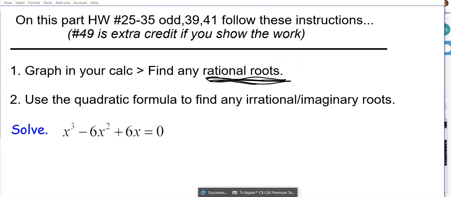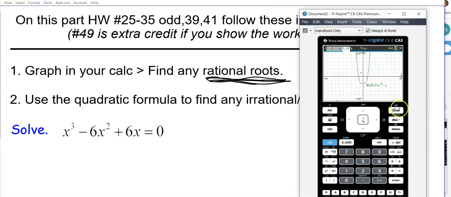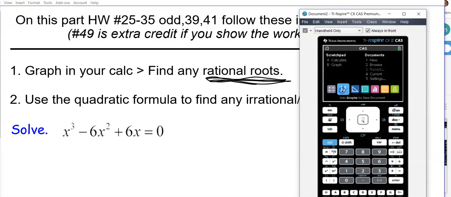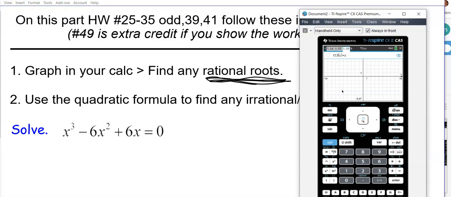So let's get our calculator out. Let's graph this and see what happens here. So x cubed, x to the third, minus 6x squared plus 6x. And I'm not going to graph equals 0. You're just graphing the left-hand side of the equation. We want to find the zeros of this graph, I think.